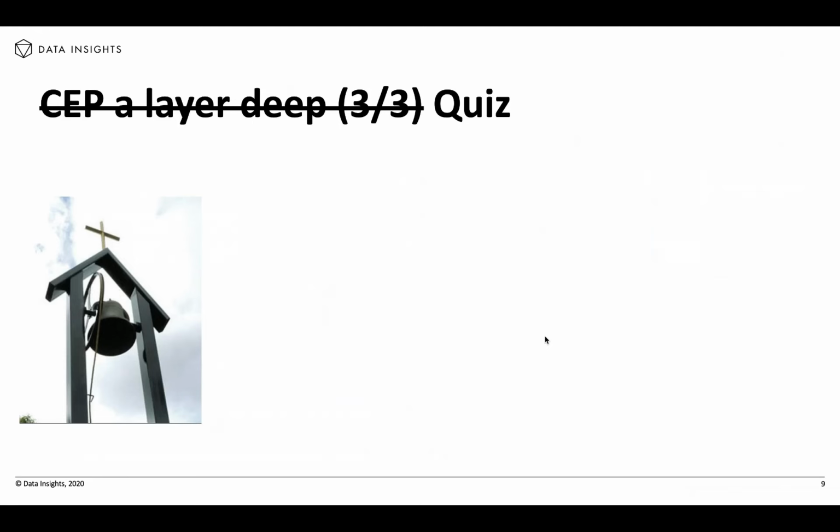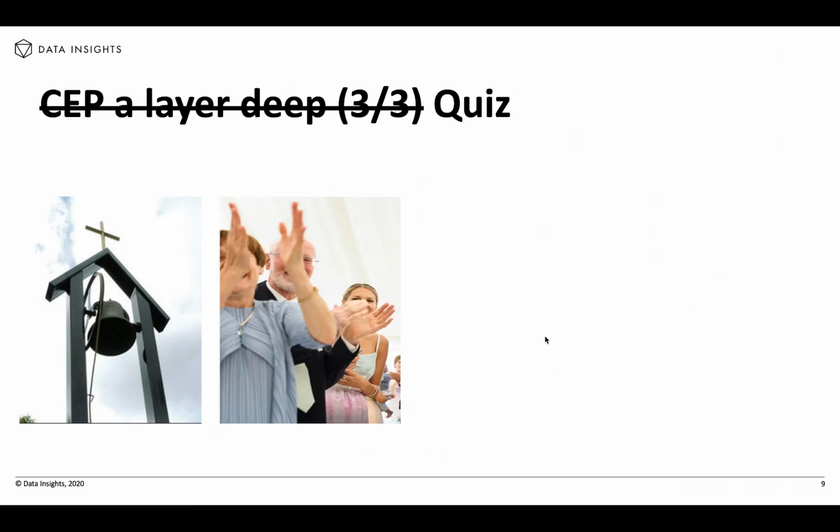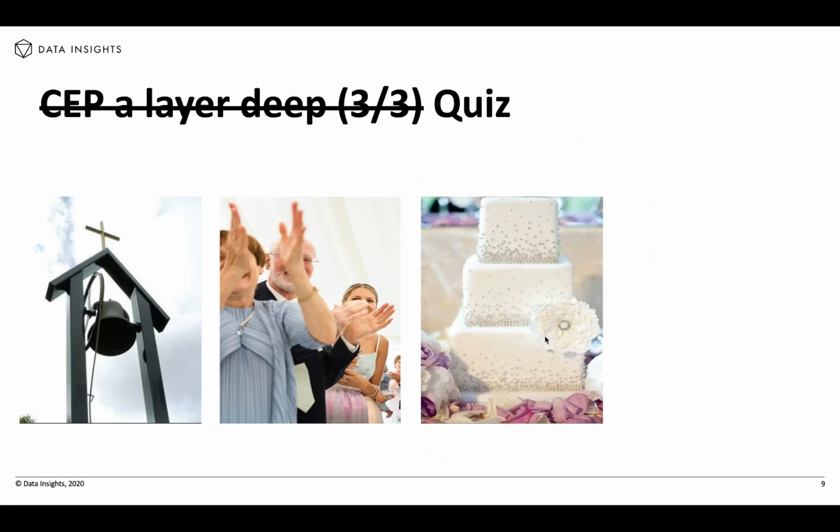Let's play a small quiz. You're walking down the road in your town and you hear the church bells going on. Now, this on its own is an event which can happen any time of the day, and it could mean any different thing. Later on, you also observe that there are a lot of people who are clapping around the church and they're smiling, which denotes that they're happy. Third thing that you notice is a very beautiful cake.